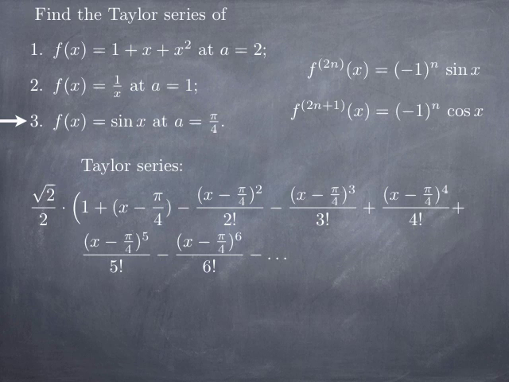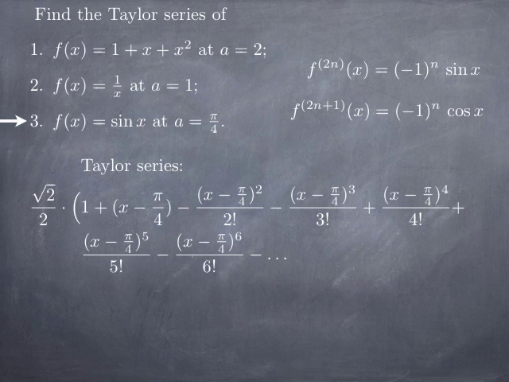So in this case, we get 1 plus x minus pi over 4 minus x minus pi over 4 squared over 2 factorial minus x minus pi over 4 cubed over 3 factorial plus x minus pi over 4 to the 4 over 4 factorial plus x minus pi over 4 to the 5th over 5 factorial, and then again 2 negative terms, and then again 2 positive terms, and so on. And each one of these terms is multiplied by root 2 over 2. And that's our Taylor series. We're not going to worry too much about writing a formula with a sigma sign for this Taylor series.